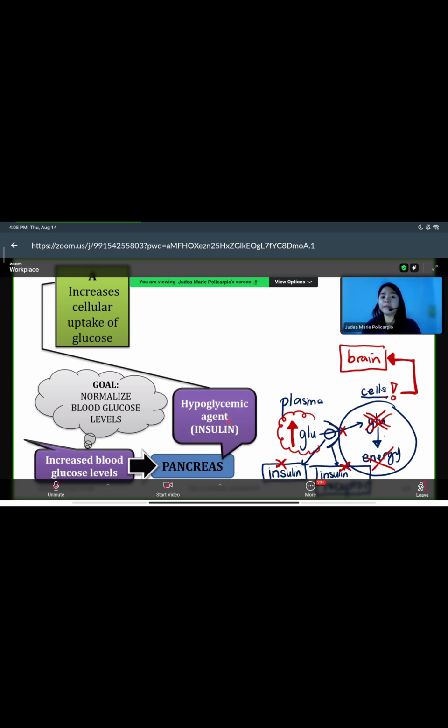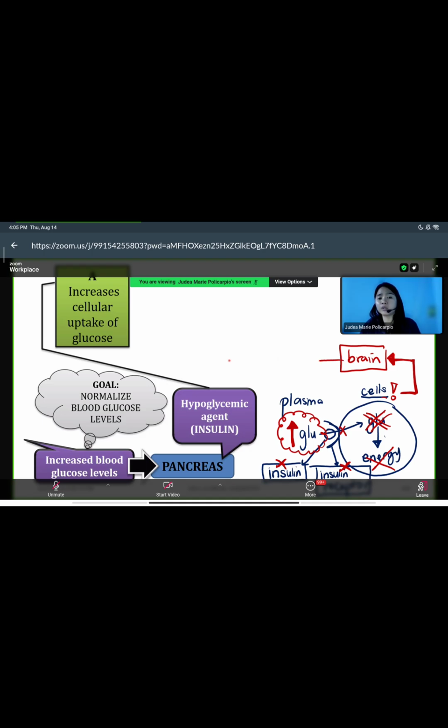Okay, napakadaming pagkain. Ang problema lang, hindi nakakapasok yung pagkain. So, ano nangyayari? Ang dami mong glucose sa plasma. Ang problema, di nakakain yung cell. Eto namang cell mo, sumbongera. Ang nangyari, walang makain. Nagsumbong kay brain.